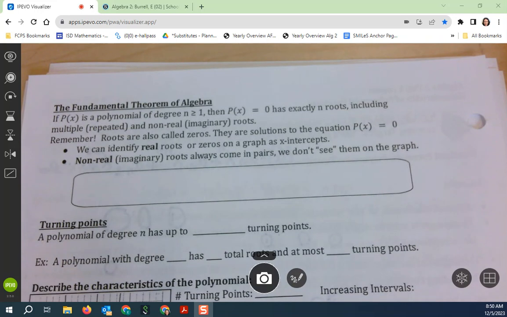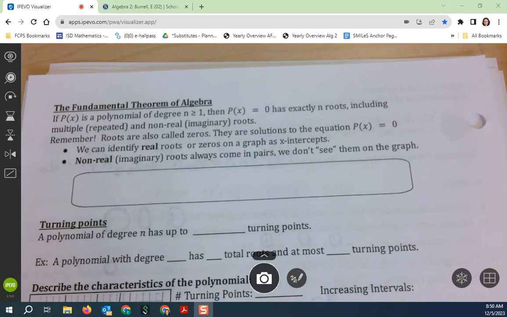Okay. The fundamental theorem of algebra in MathSpeak says if p of x is a polynomial of degree n greater than 1, then p of x equals 0 has exactly n roots, including multiple, which are repeated roots, and non-real imaginary roots. And what this means is if your equation has degree 1, just like a linear equation, y equals 2x plus 5, there's one answer. If it has degree 2, like a quadratic, y equals x squared plus 5x plus 2, it has two answers.